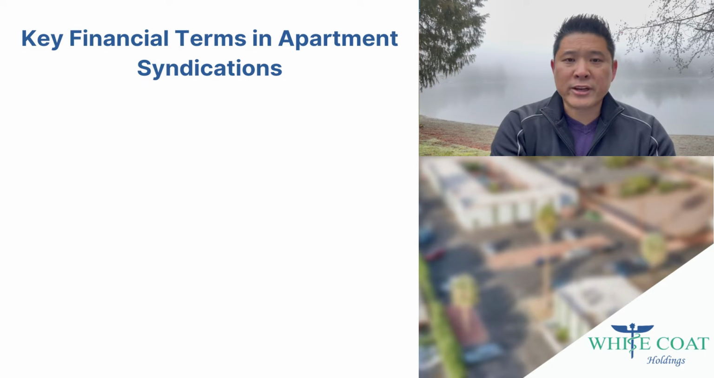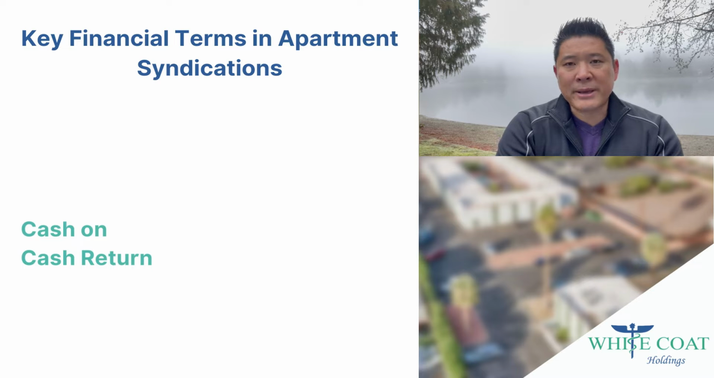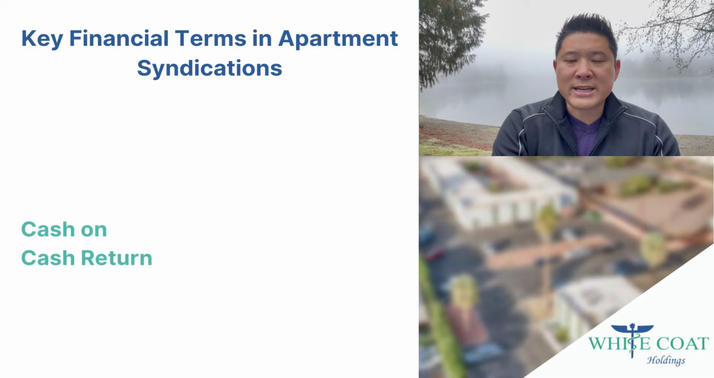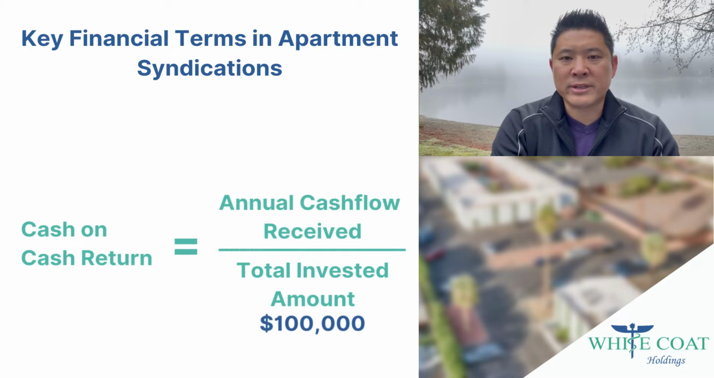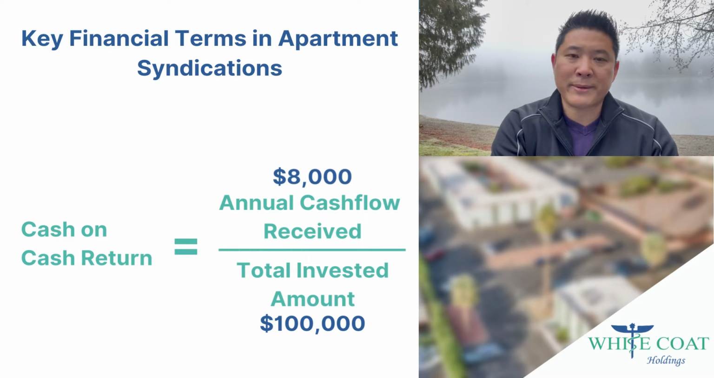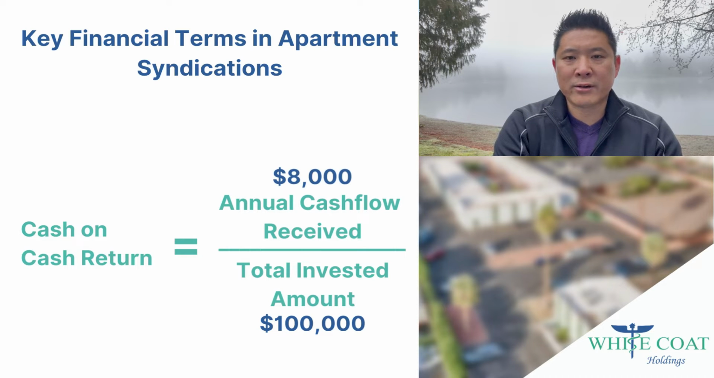So the first one on here is cash on cash return. Basically, with cash on cash return, you would take the annual cash flow that you're going to receive as an investor from the deal, and you divide it by the total amount of money that you've invested in the deal. So just for really simple math, let's say you invested $100,000 into a deal and you were going to make $8,000 a year in cash flow returns, so maybe $2,000 a quarter for a total of $8,000. Well, 8,000 divided by 100,000 would be 8%. And so that means your cash on cash return would be 8%.